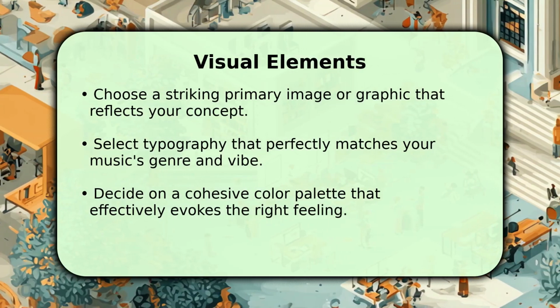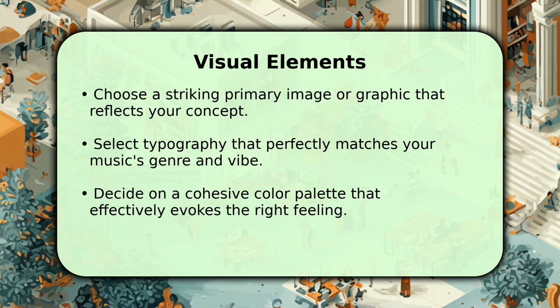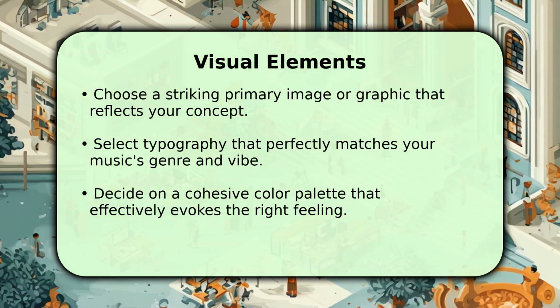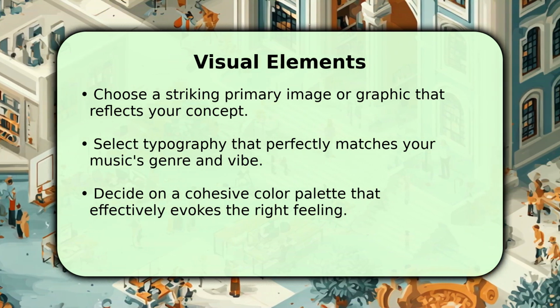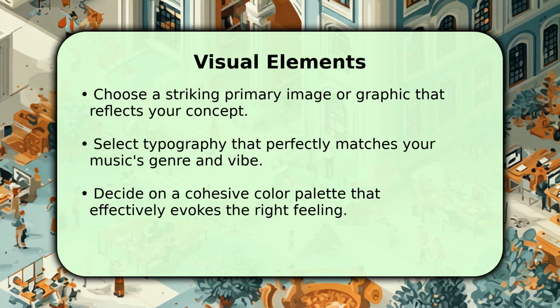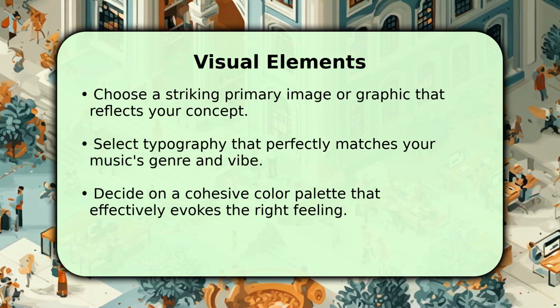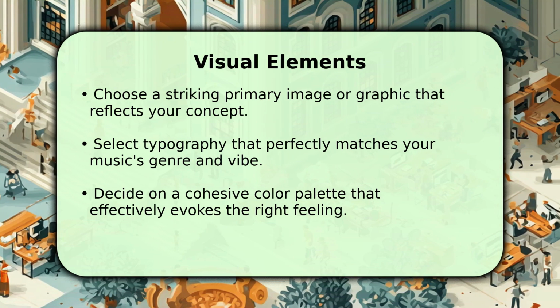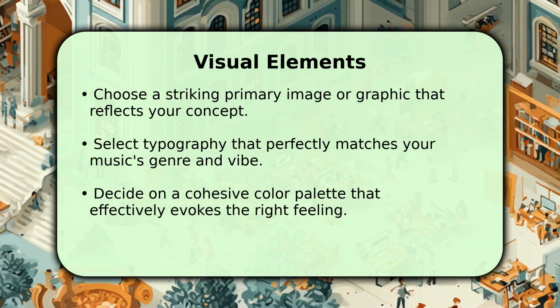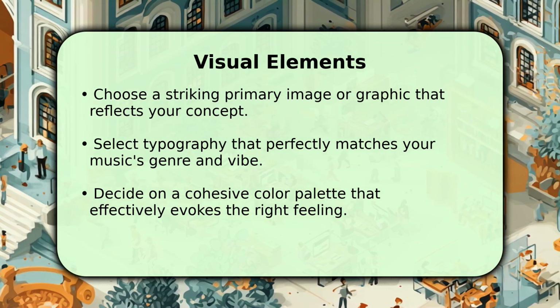Once your concept is clear, start gathering visual elements to bring it to life. This includes selecting a powerful main image, perhaps a photograph or an illustration, that captures attention. Then, explore different fonts. A grunge band won't use a script font, for example. Finally, establish a consistent color scheme that reinforces your overall mood and brand for a cohesive look.